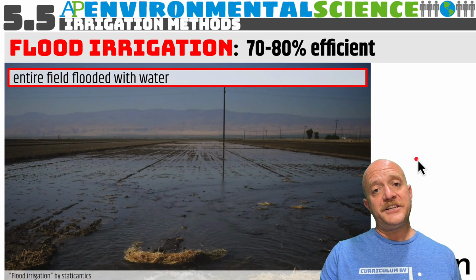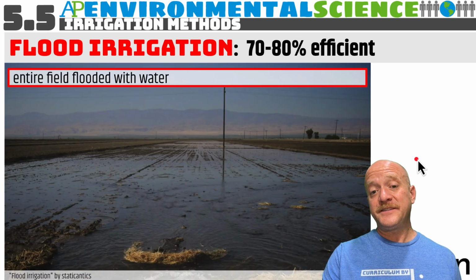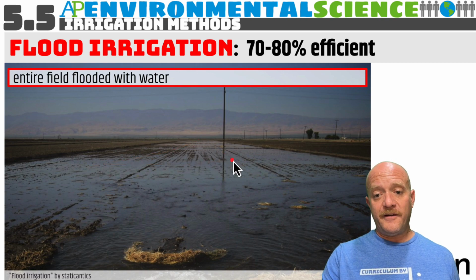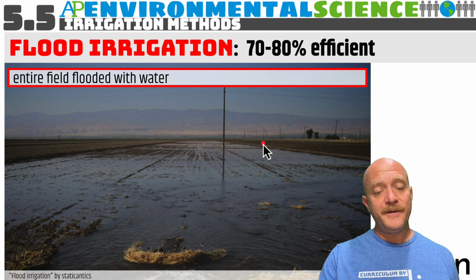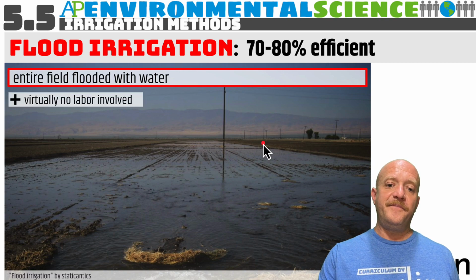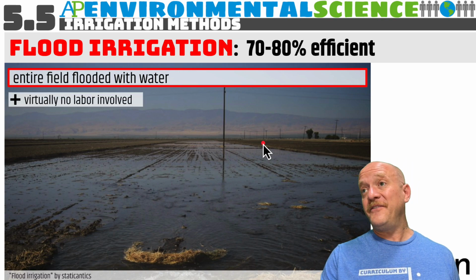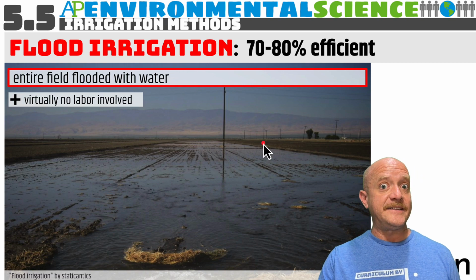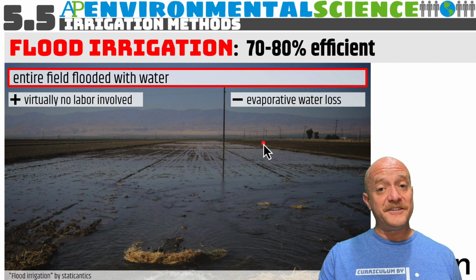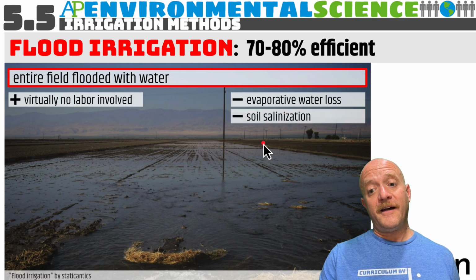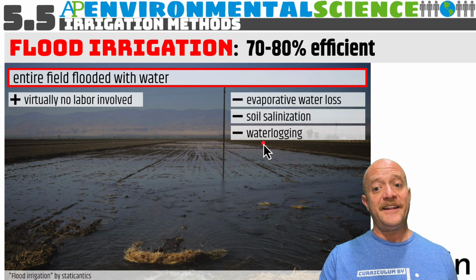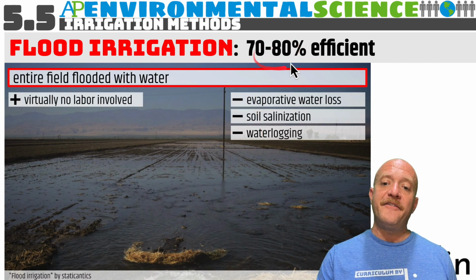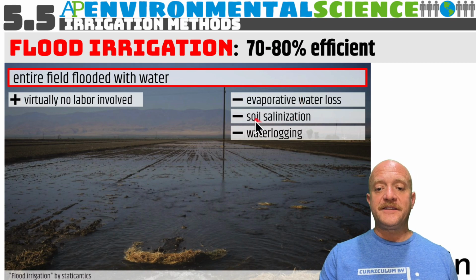Now, flood irrigation is anywhere from 70 to 80% efficient, and that's literally where you flood the entire field with water. And this looks pretty wasteful because it is. But there's really no labor involved. You don't even have to dig a trench. You literally turn on a hose and turn it off. You can even set a timer. But there's going to be a huge amount of evaporative water loss, also leading to soil salinization and waterlogging. So whenever you have high evaporative rates, you run the risk of salinization.